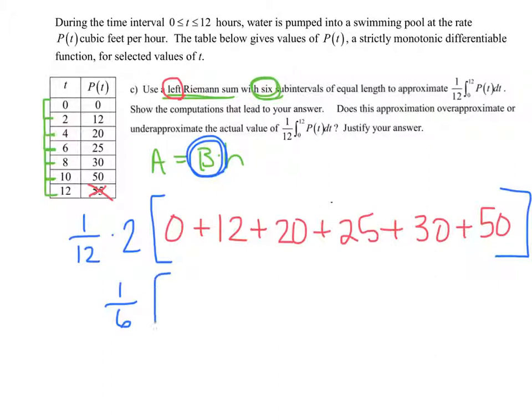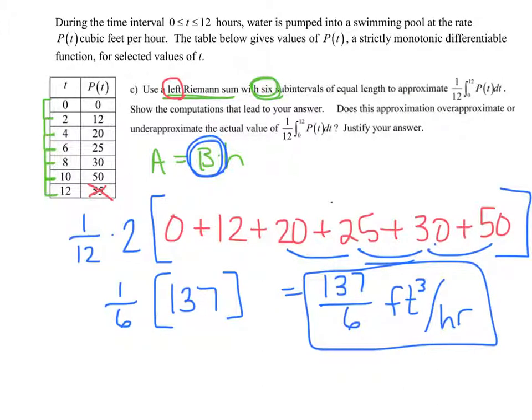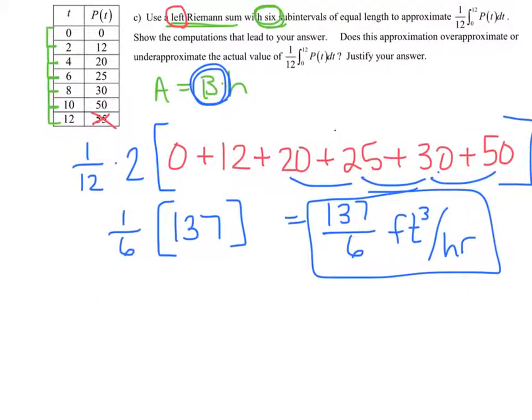All right, so let's add these all up. I'm going to start at the right-hand side here and add these up. So 80 for these two, plus 25 would be 105, plus 20 would be 125, plus 12 would be 137. So that would be the sum of all my heights. And so I end up with 137 over 6 as my average value. And remember, we said average value keeps the units of measure, so that is in cubic feet per hour. So that's my answer.